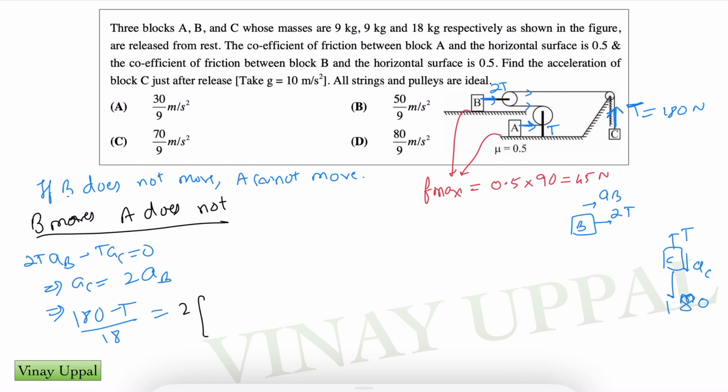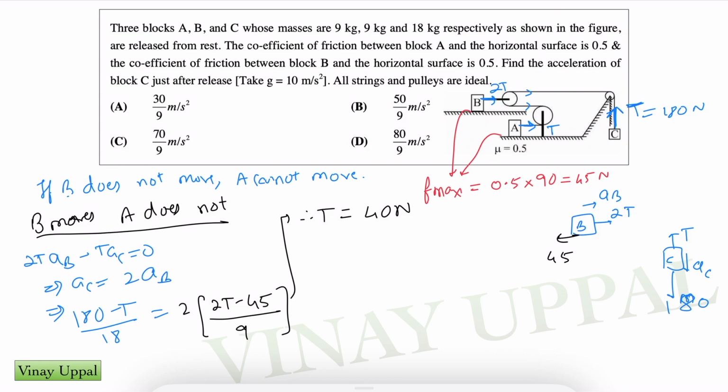What about the acceleration of B? So B has 2T to the right and friction of 45 newtons to the left. Because B is moving, the friction will be kinetic, so mu N. So I'll have (2T minus 45) divided by the mass of B, which is 9. So let's calculate tension, which comes out to be 40 newtons. You can calculate that on your own.